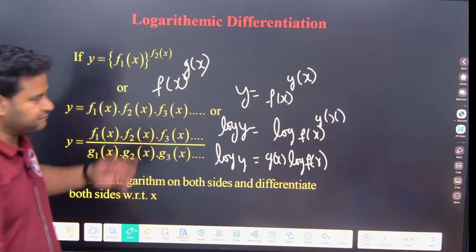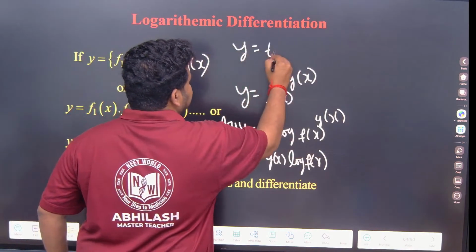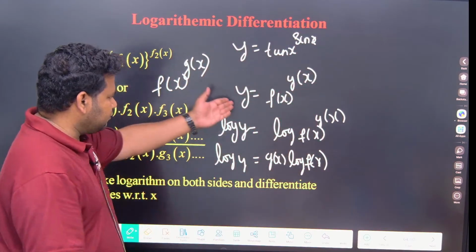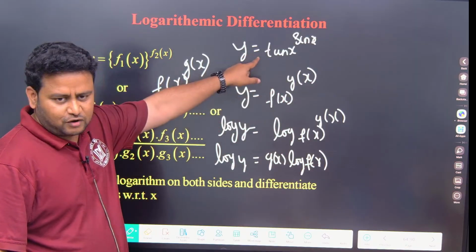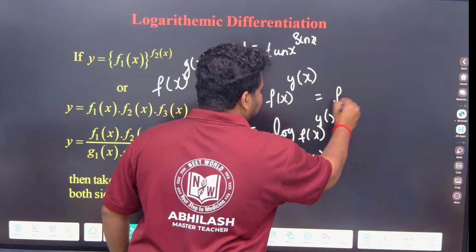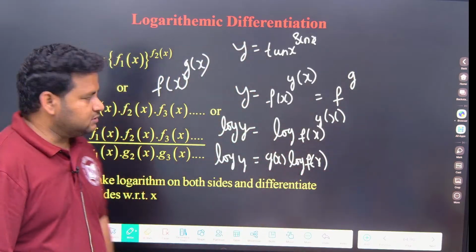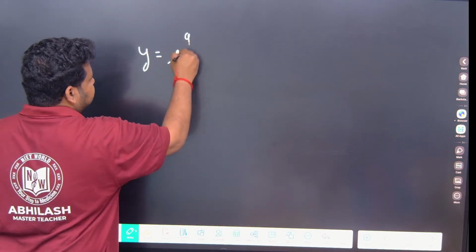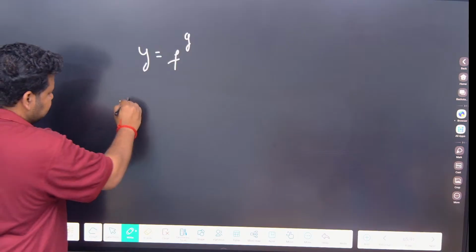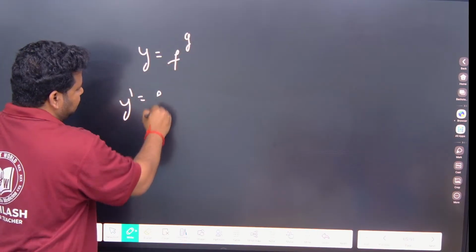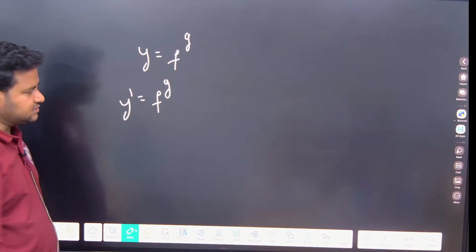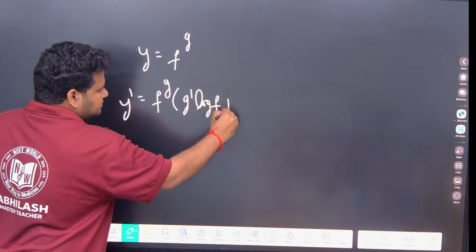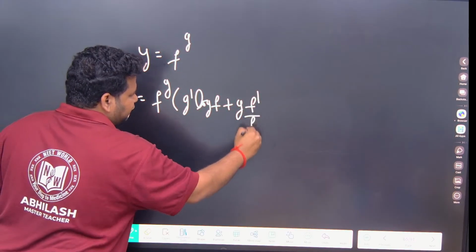So first what you will do, suppose the question is given like y is equal to tan x to the power of sin x. So y is equal to f of x to the power of g of x, it is of that form, or I can write this as f to the power of g. So y is equal to f to the power of g. So y dash will become whatever is there, copy it, f to the power of g will remain as it is. Now this will become g dash into log of f plus g into f dash by f.